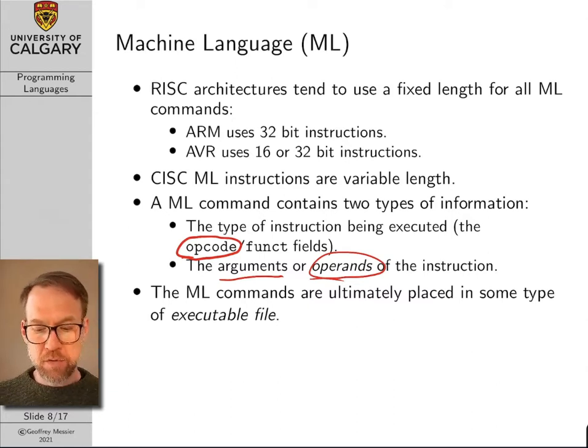Machine language commands are ultimately placed in some kind of executable file. And so when you create an executable file, when you compile a program, the executable file is a binary file, and it literally contains a whole bunch of machine language instructions, one after the other.